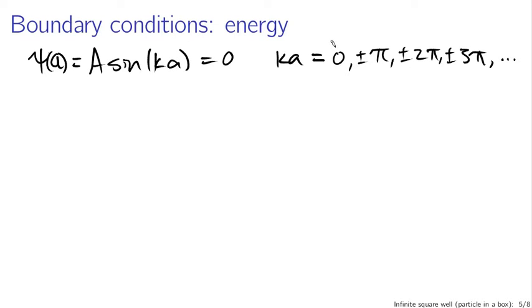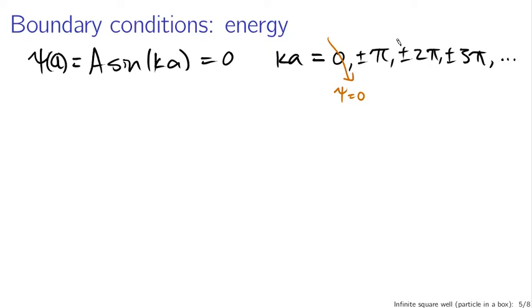Now it turns out this is not interesting. This means psi is 0 everywhere, since the sine of 0 is, well, sine k times a. If ka is going to be 0, then k is 0. So the sine of k times x is going to be 0 everywhere. So that's not interesting. This is not a wave function that we can work with.